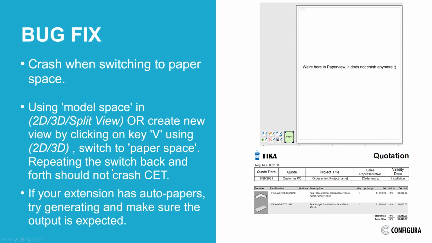Another smoke test instruction is if your extension has auto papers. Now you might ask what auto papers are. This is an example of auto papers from the FICA manufacturer. It pretty much means customized papers for the manufacturer extensions that are generated automatically. Try generating and make sure that the output is as expected and no unintended changes happen.